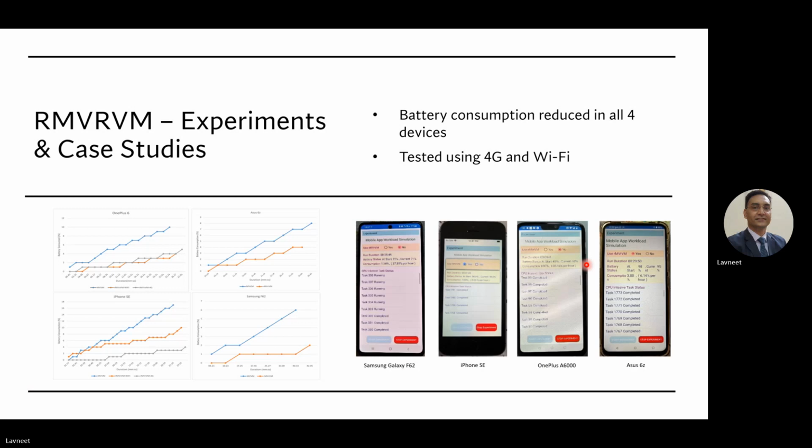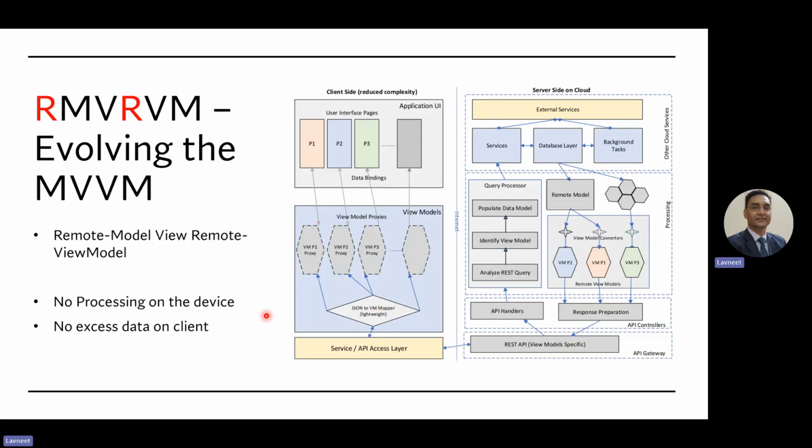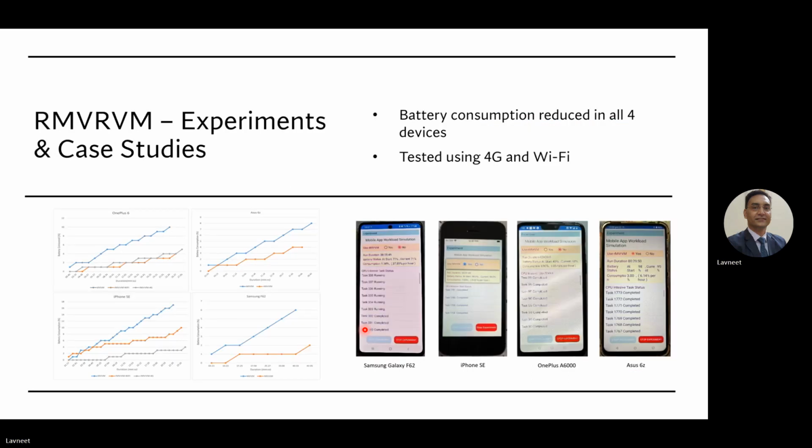And to emphasize once more, the advantage of RMVRVM is that we no longer have any processing of data on the client side. We no longer have any excess data on the client side. All the data that gets into the client side from the server is 100% usable data. So we conducted experiments as well as case studies on open source and real-world applications to measure the efficacy of the proposed paradigm.